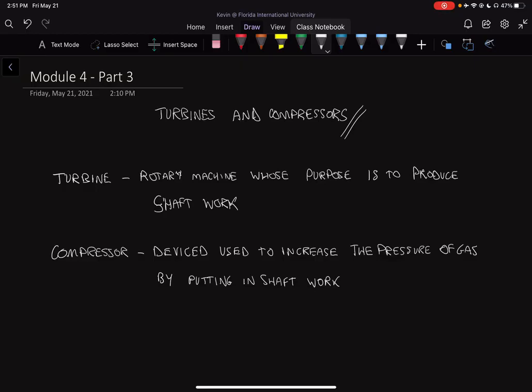So the idea of these turbines is to create shaft work. On the contrary, a compressor is a device that is used to increase the pressure of a gas by putting in some shaft work. Essentially, a compressor is the opposite of a turbine. It rotates, and it allows us to increase the pressure of a gas by inputting some work to rotate a shaft, whereas a turbine uses the gas motion and velocity in order to rotate a shaft.